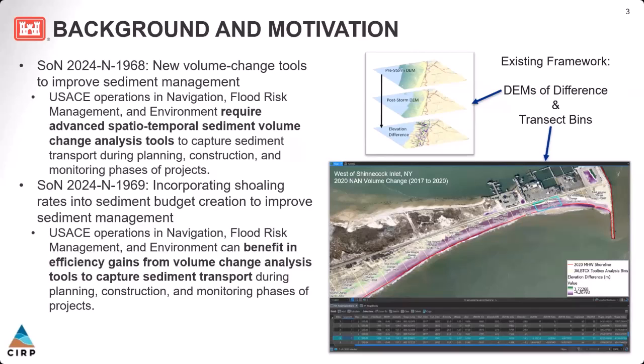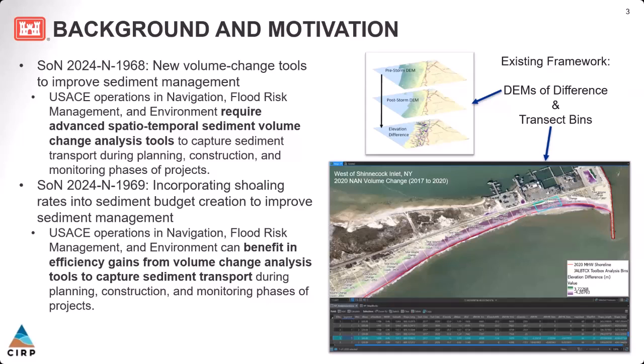So the current spatial framework here is seen on the right side. It is based off of DEMs of difference. These DEMs of difference use a series of fixed transect bins to develop and report volume change calculations. The transect bin that's highlighted illustrates the on-offshore extent of volume change calculations for this example, which is in New York. It's limited to the area from the mean high water shoreline contour to the first line of infrastructure, which in that case is the coastal road there.